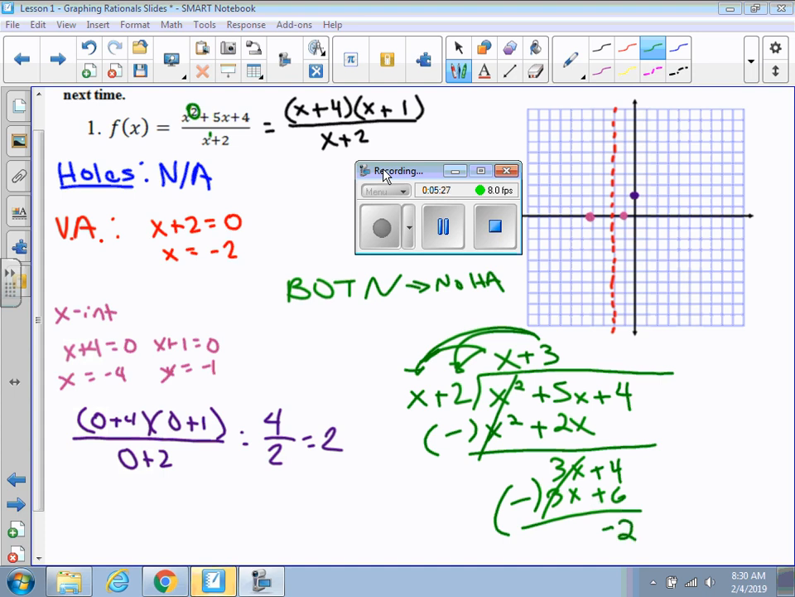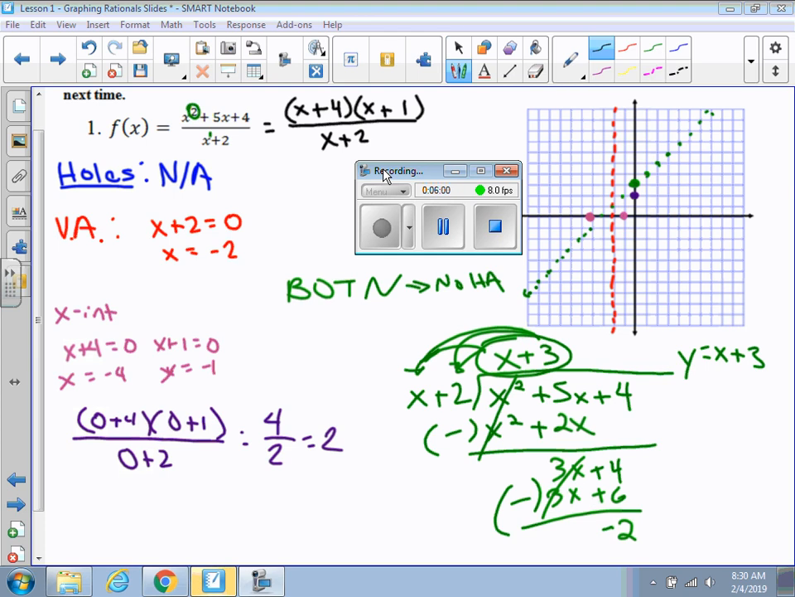Okay, so my equation for my slant asymptote comes from right here. It's this x plus 3. So y equals x plus 3. Remember that means you cross the y-axis at 3, and you have a slope of 1. So I'm just going to sketch that in by putting dots on that slope of 1. Okay, so we have our slant asymptote. Now we're ready to graph our function.